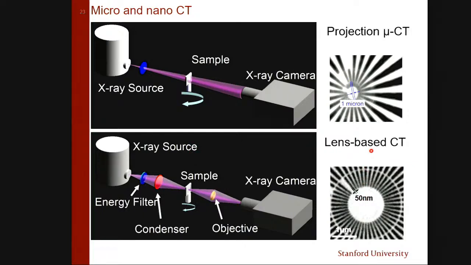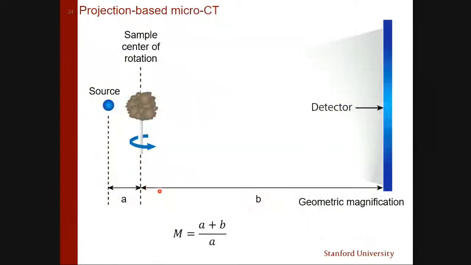X-rays are not bent easily, so regular optical lenses won't work. So what you use are Fresnel lenses to shape X-ray beams. And eventually, a Fresnel lens for X-rays will work as an optical lens, and you do magnification similar to optical rays. But the instrument which I'm talking about today is mostly using this projection-based magnification.